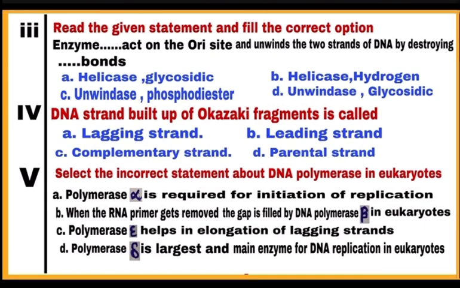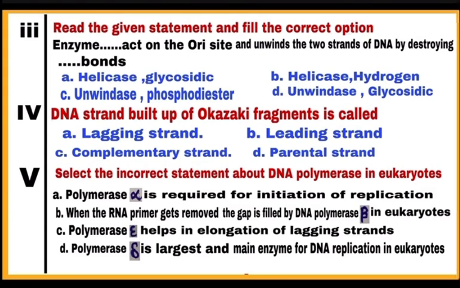Question number 3. Read the given statement and fill the correct option. Enzyme dash acts on the ORI site and unwinds the two strands of DNA by destroying dash bonds. Option B. Enzyme helicase acts on the ORI site and unwinds the two strands of DNA by destroying hydrogen bonds. So mark B as a correct answer.